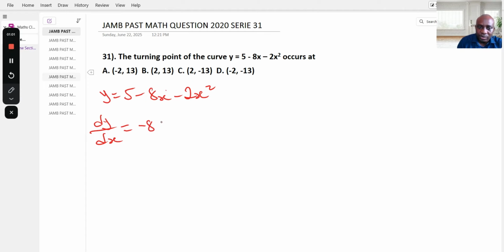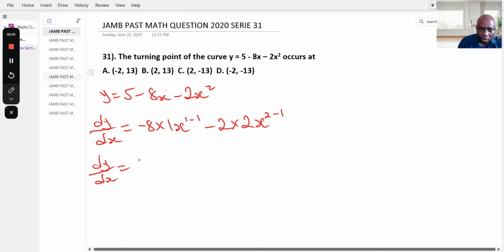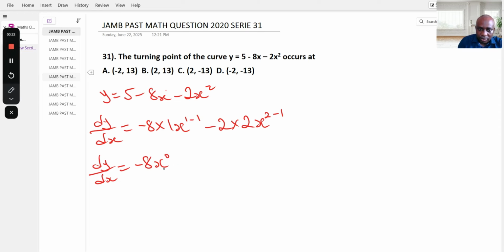You are going to say minus 8 times 1 minus 1. The next one, 2 multiplied by 2, x raised to power 2, you minus it. Anything raised to power of x, you are going to be minusing the 1 from it. Now let's proceed. dy/dx equals minus 8 times 1 is going to give us 8, x to the power 0. Anything raised to power 0 is going to give us 1. 2 times 2, let's put this 4. 2 minus 1, that's 1.